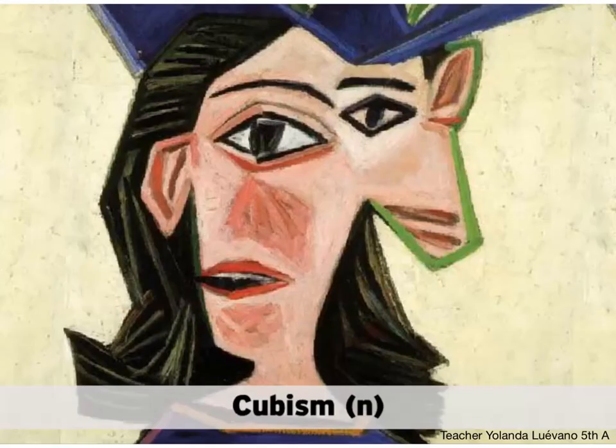Next, we have another art style. This art style is Cubism. Do you remember the word cube? Well, it's called Cubism because all of the pictures that we're going to see have more or less the resemblance to straight lines. This is supposed to be a portrait, but as you can see, it's very abstract.